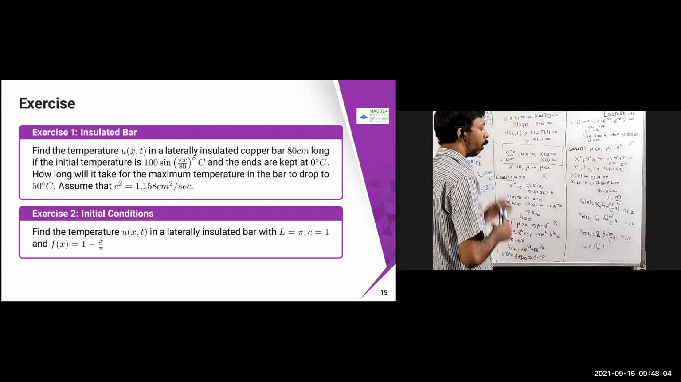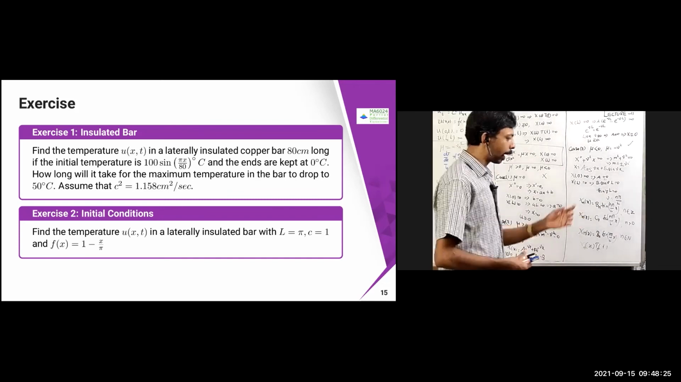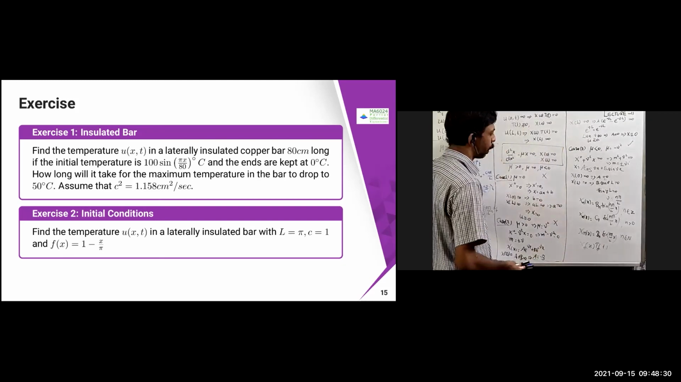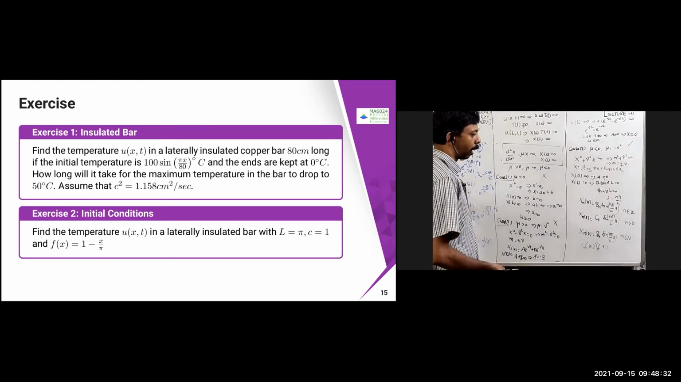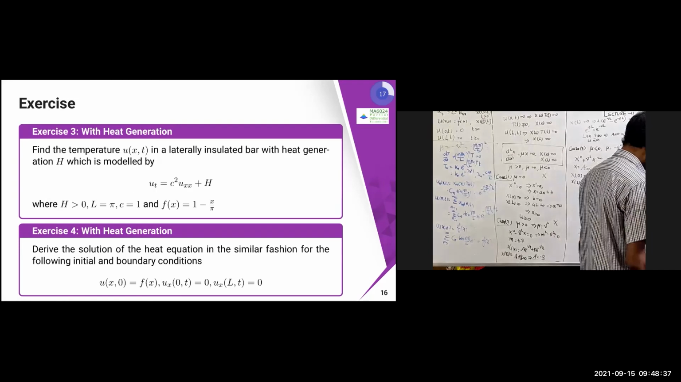Now the question is, how long will it take for the maximum temperature in the bar to drop to 50 degrees Celsius? That means you need to find when this u of x comma t is going to become 50. You can assume c square equal to 1.158. Similarly, I have given another problem, same setup, f of x equal to 1 minus x by pi. Again you have to use the Fourier transformation and then find it. In another 5 minutes, I will complete the next one.